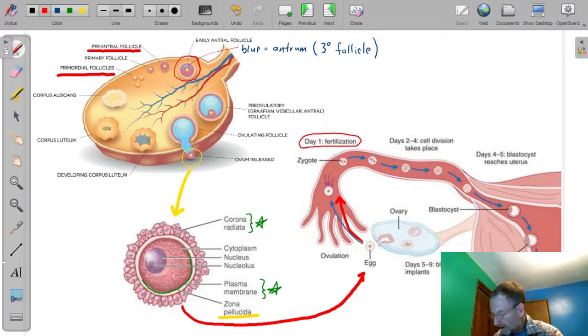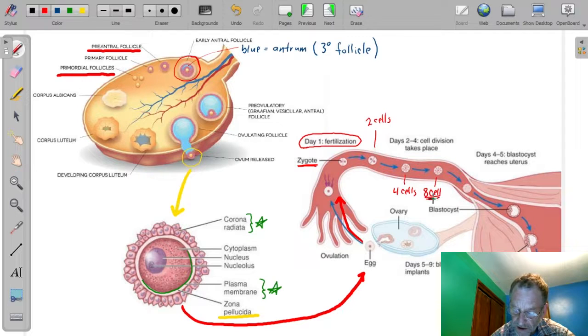And then the cell, once it's fertilized, begins to divide. So there's the zygote. Now we have a 2-cell stage. 2 cells, a couple days later we have 4 cells, etc. And then we have 8 cells. If we had more time, we could talk about the 8-cell stage. There's some interesting features of those 8 cells at that point.